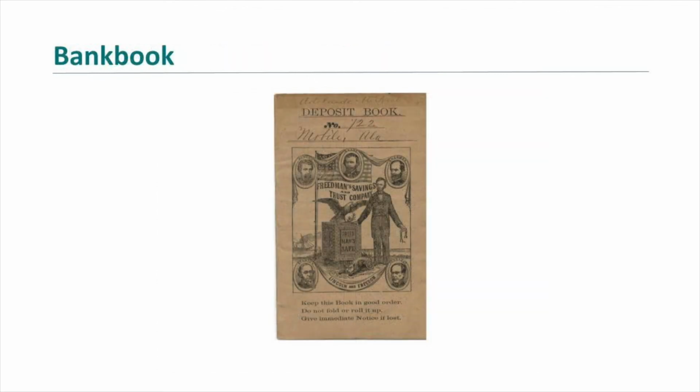Here is a bank book issued by the Freedmen's Savings and Trust Company, a private corporation established by Congress to promote thrift among former slaves. Black individuals, families, church groups, and civic organizations deposited nearly $2 million in branches scattered across the South. The bank failed in 1874 because of mismanagement, and thousands of depositors lost their savings.